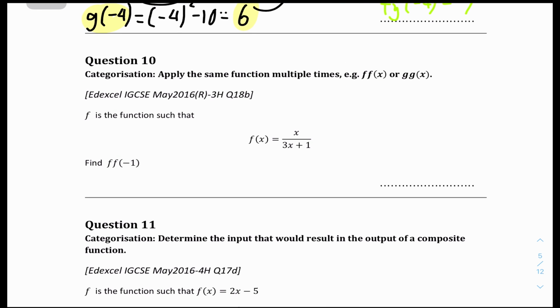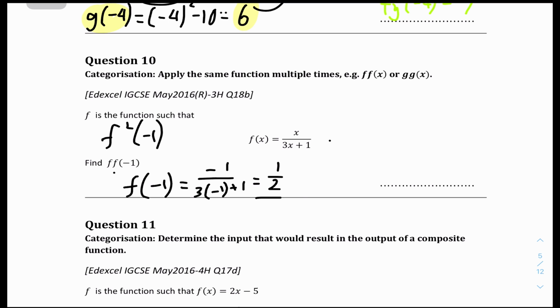Then there's question 10. f is a function such that f of x equals x over 3x plus 1. Find f of f of minus 1. Like just now, you can just put the value of minus 1 into f of x first. So f of minus 1 is equal to minus 1 over 3 times minus 1 plus 1. It's basically a fraction here. It will be minus 1 on the top. The bottom will be 3 times minus 1 plus 1, which will get us 1 over 2. So that's number 1.